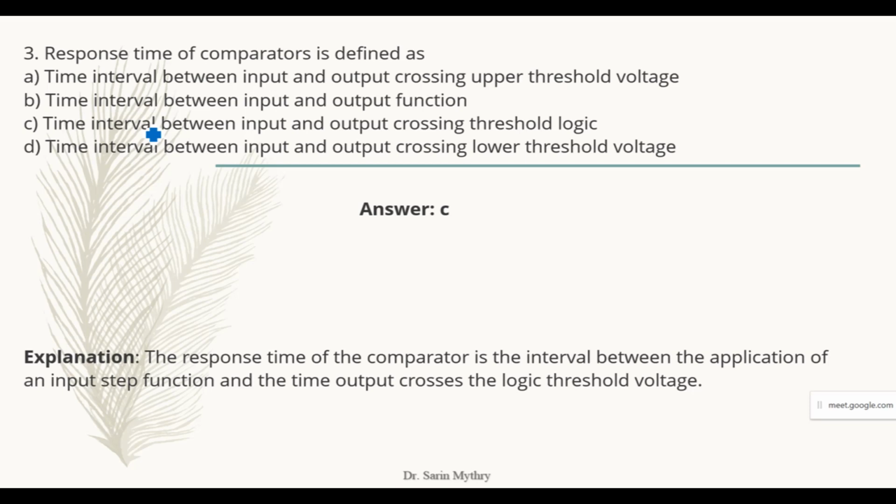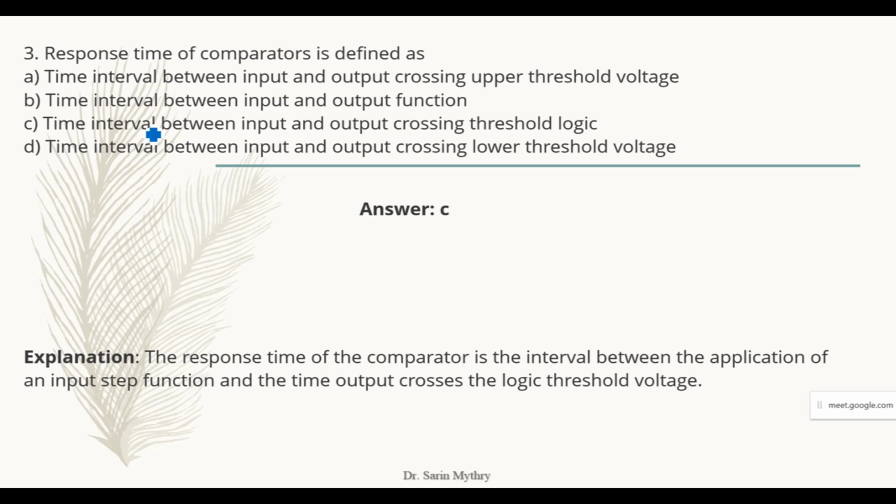Then what about the hysteresis voltage? Hysteresis voltage is the time period between the upper threshold voltage and the lower threshold voltage. That hysteresis voltage I gave in class while explaining noise margin. So hysteresis voltage is the period between the upper threshold voltage and the lower threshold voltage, and don't get confused between hysteresis voltage and the response time of a comparator.